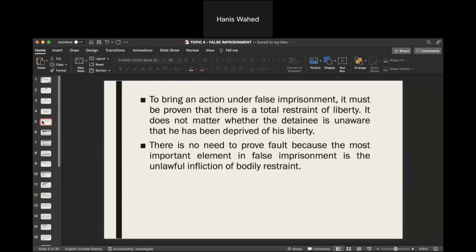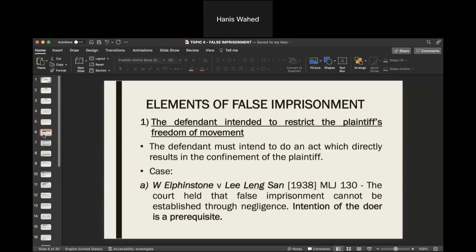Alright, now after we've discussed the meaning of false imprisonment, let us look at what are the elements. The first one, the defendant must have intended to restrict the plaintiff's freedom of movement. Number two, we also have restraint. The restraint itself must be complete. And number three, the restraint is the direct consequence of the defendant's act.